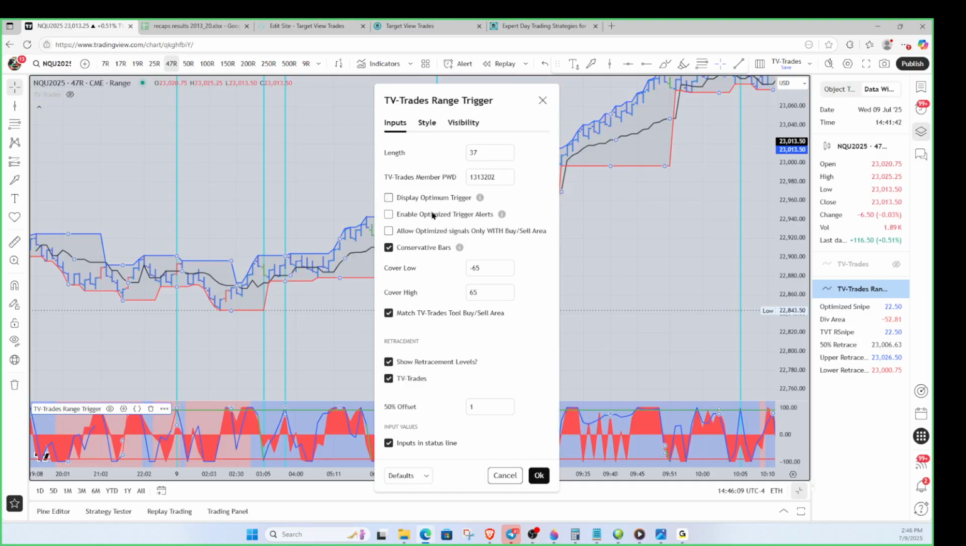The one thing about the optimum trigger is you get the alerts on it if you want. You can have it sent to your phone and let you know that you have an optimum trigger trade triggering. But Jenny, it's right here under TV trades.